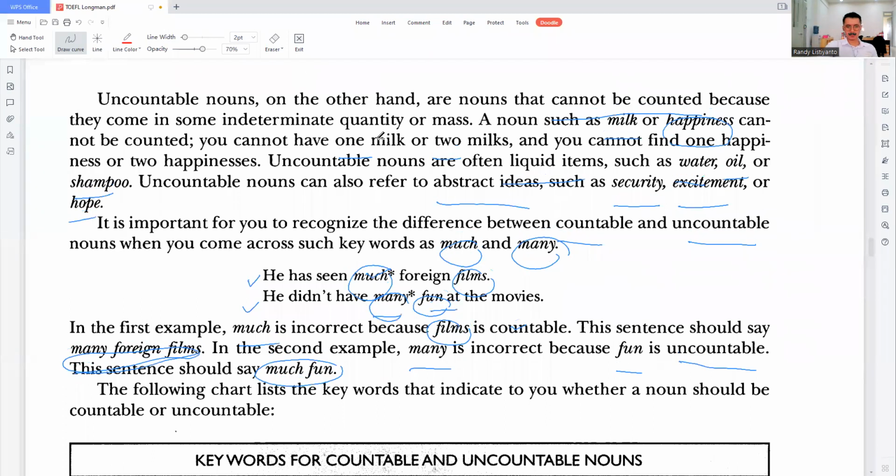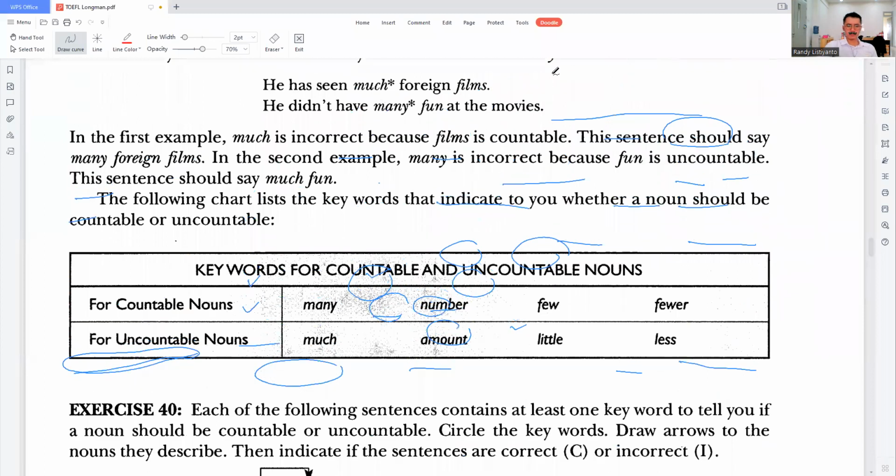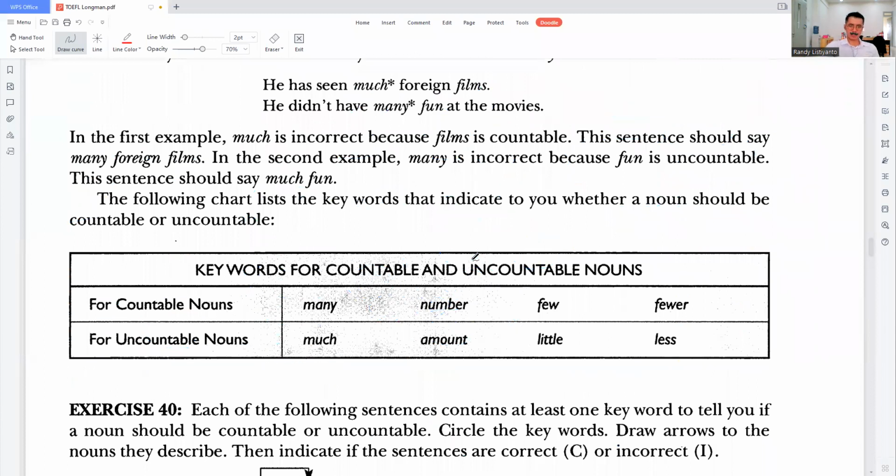So, keywords for countable and uncountable nouns. For countable nouns, we have many, number, few, fewer. And for uncountable nouns, we have much, amount, little, and less.